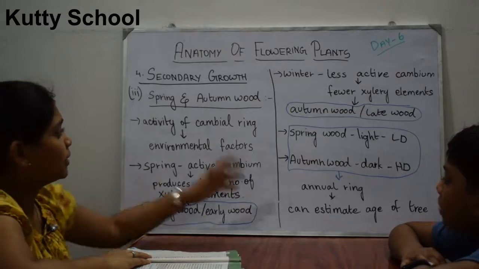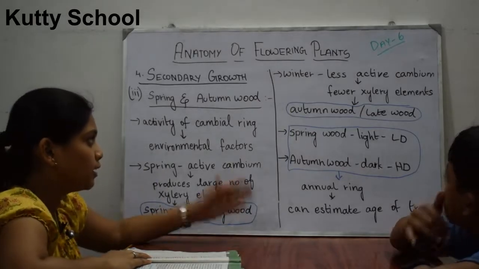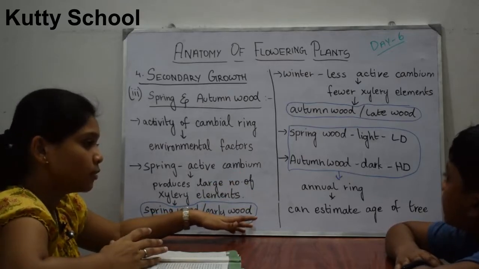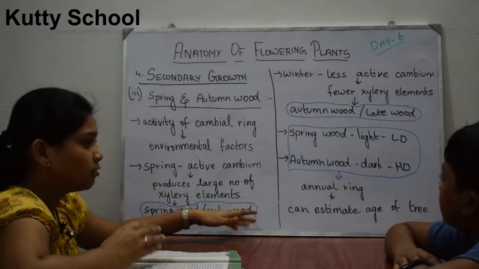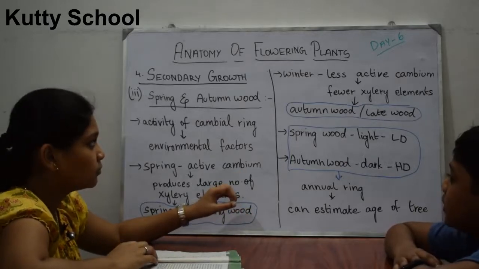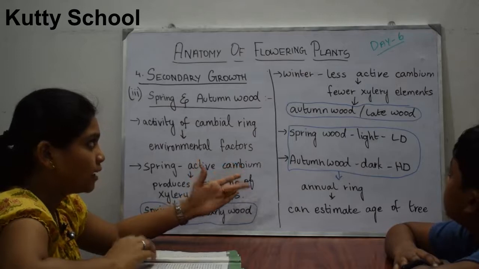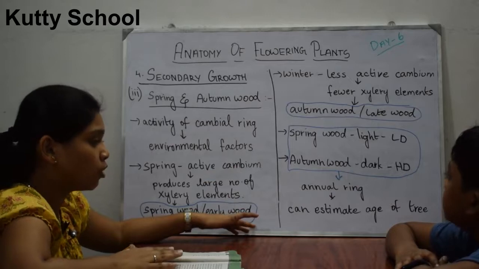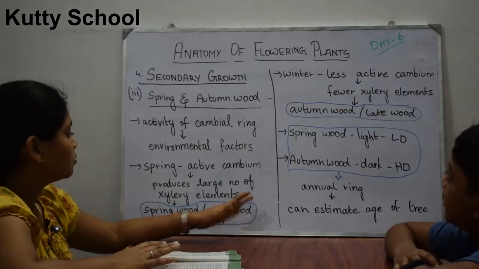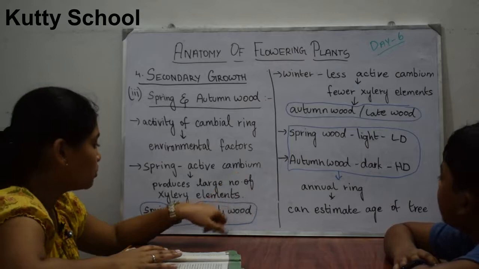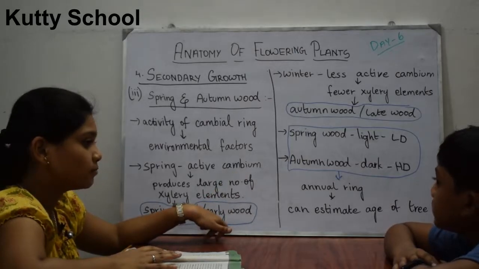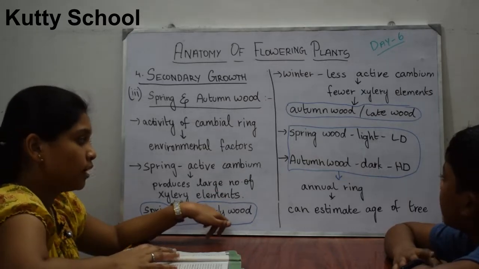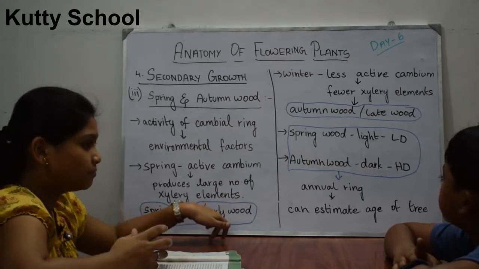In winter it produces fewer xylary elements. It will produce less secondary xylem, so it is known as less active cambium. It is less active in the winter season. This is known as autumn wood or late wood. So these are the two woods. Spring wood will be light in color and have low density. And autumn wood will be dark in color and have high density.